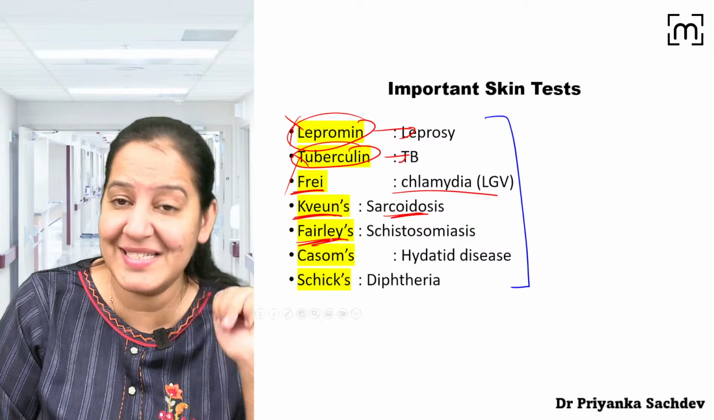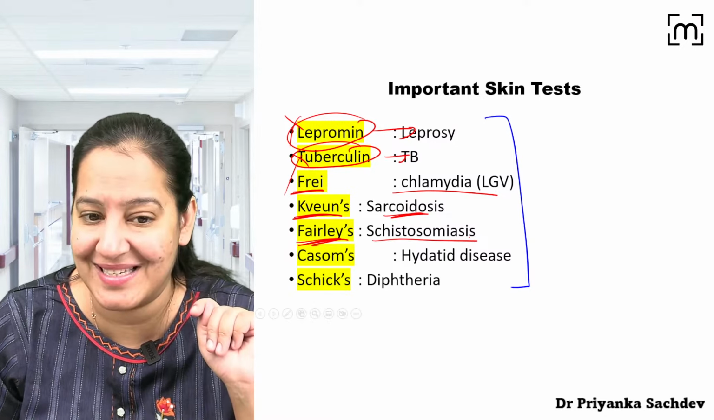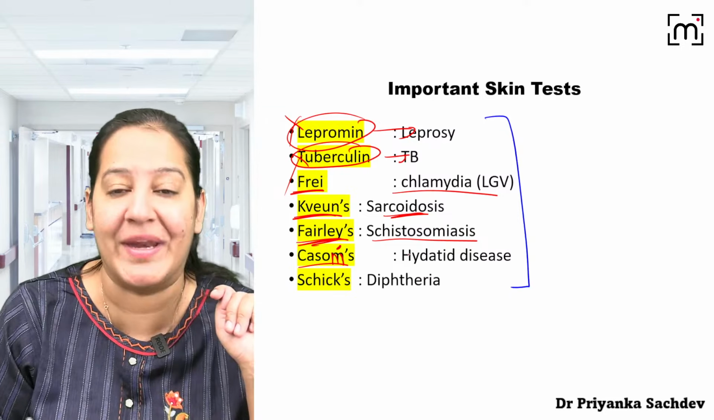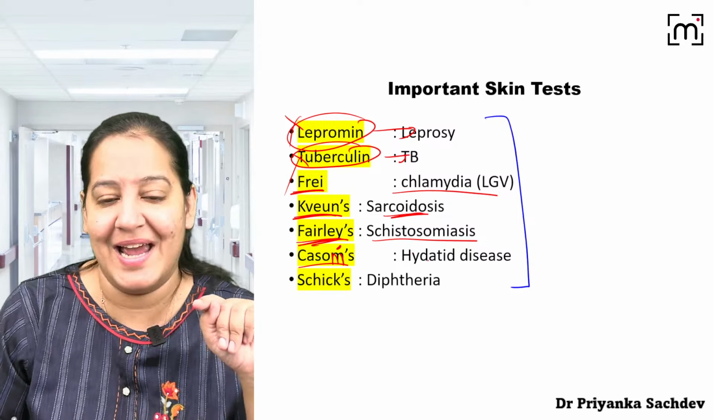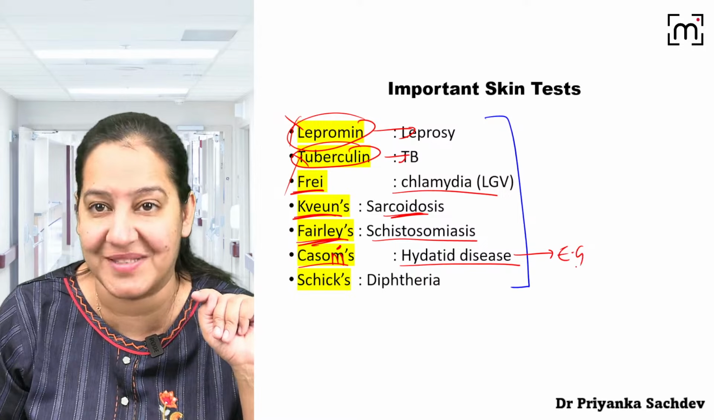Fairley's test is also a skin test. It is done for one of the parasites. The name of the parasite is schistosomiasis. Casoni test. The spelling is wrong, there is a typing mistake. It's Casoni. Casoni test is also a skin test, and it is also done for a parasitic hereditary disease, that is Echinococcus granulosus. Right?